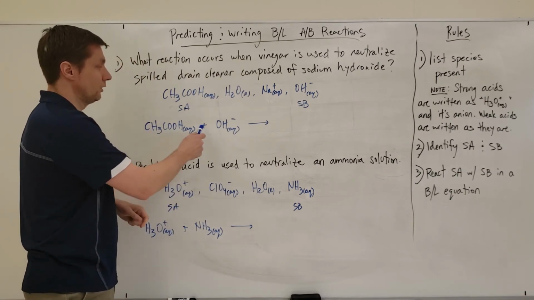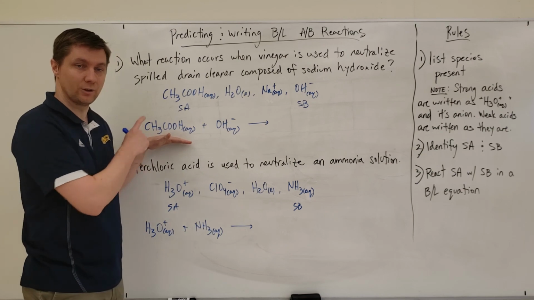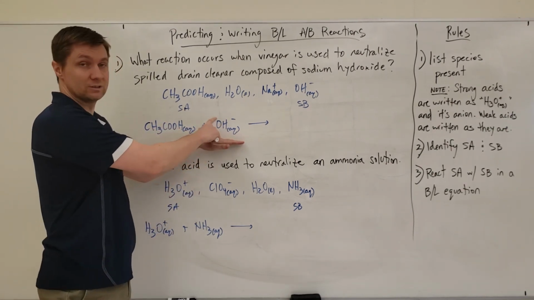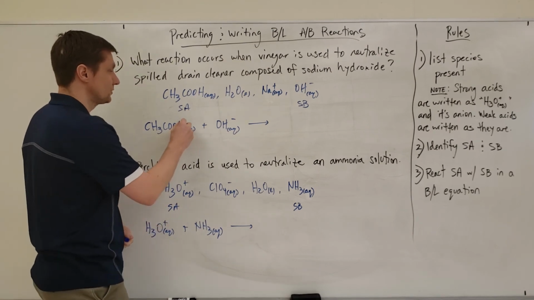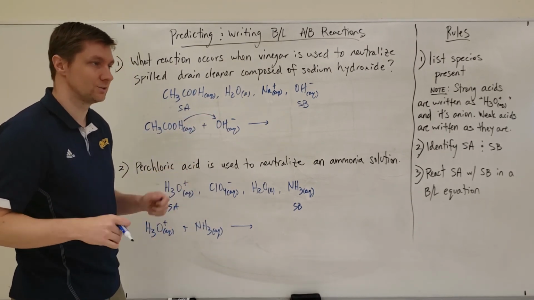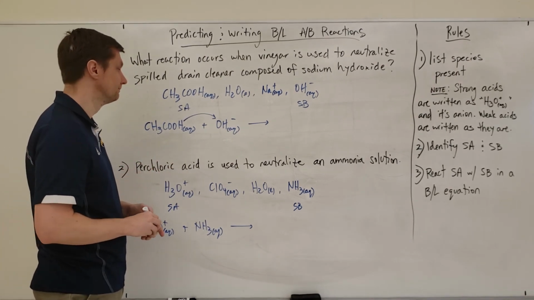I've got the vinegar plus the hydroxide, and because this is my Bronsted-Lowry acid, I know that this is my proton donor. This is my Bronsted-Lowry base, so I know that this is my proton acceptor. So I'm just going to donate the proton. You don't have to draw the arrows in if you don't want. I like to. It's just a good visualization of what's transferring from one molecule to the other.